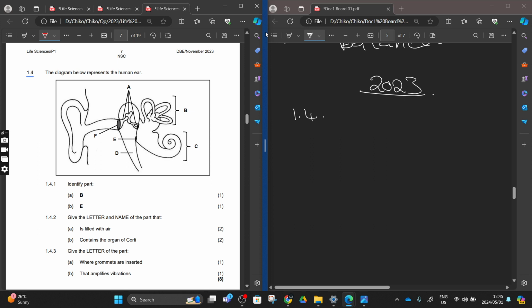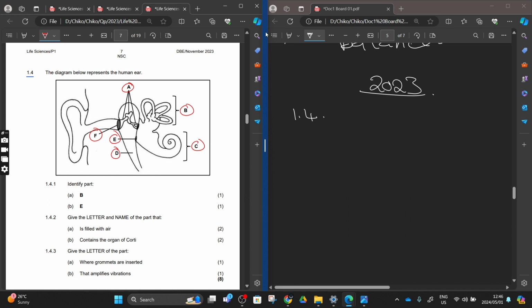1.1.4, the diagram below represents the human ear. Decode the question. Ossicles, semicircular canal. You see, they are asking the same thing. Cochlea, eustachian tube, round window, tympanic membrane. So they are going to ask you based on this. So we can move on to 1.1.4.